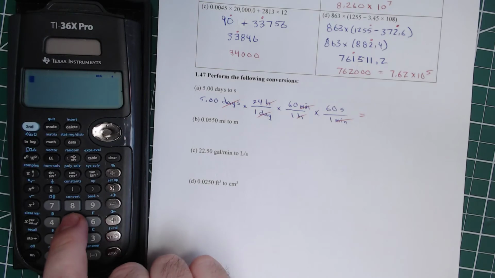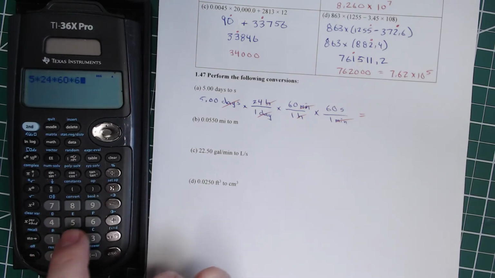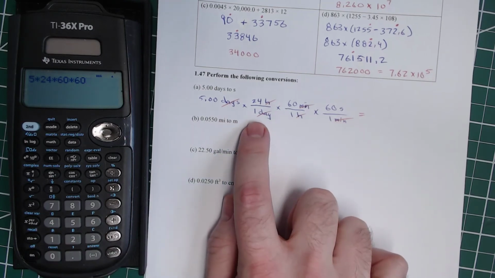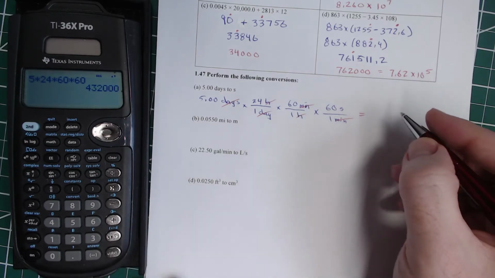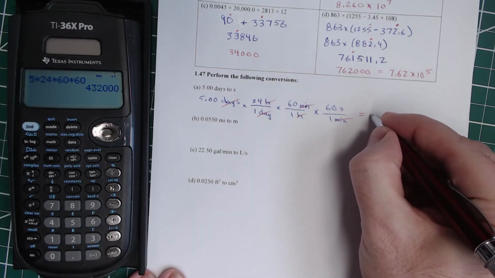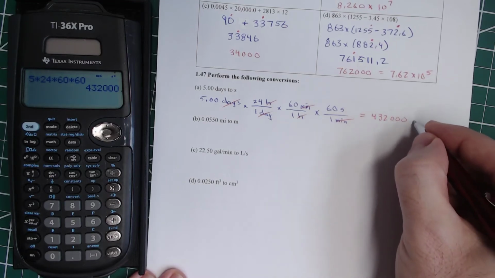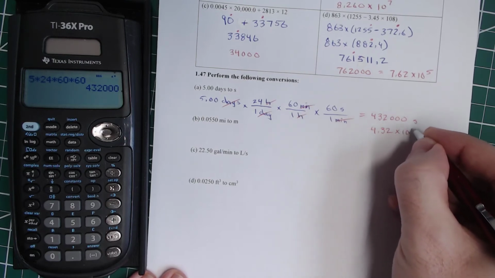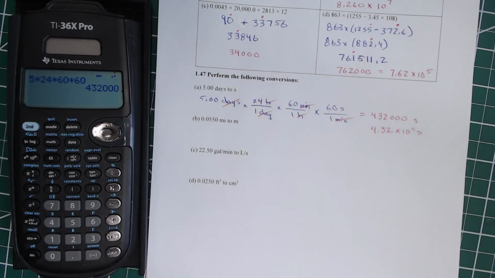So we'll do 5 times 24 times 60 times 60. When they're all just going across the top, they're all in the numerator. Our numbers on the denominator are all 1. You can just multiply them out, and it's no big deal. And you'll see we get 432,000 seconds. You could, of course, write that as 4.32 times 10 to the 5th seconds, and that would be the correct answer as well.